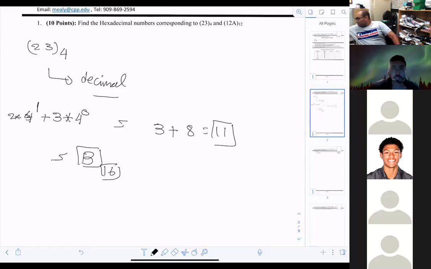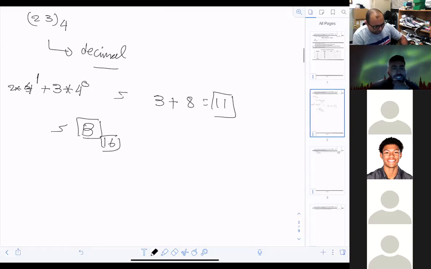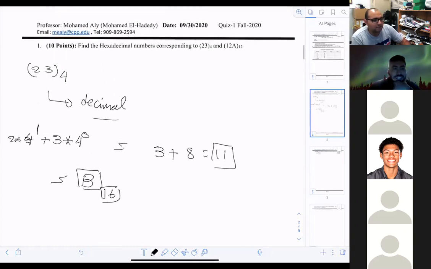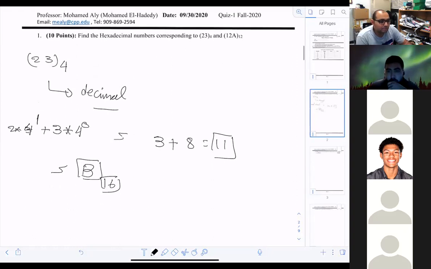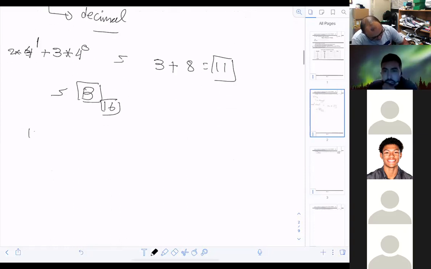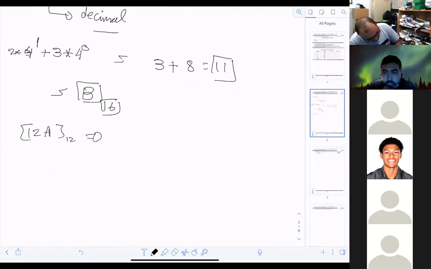Okay, now who would like to do the second part? I can do it. Jennifer, tell me what I should do with this. Okay, so basically, I converted from base 12, and I did 10 times 1 plus 2 times 12 plus 1 times 12 to the second. Why is it like this, right? Yes.